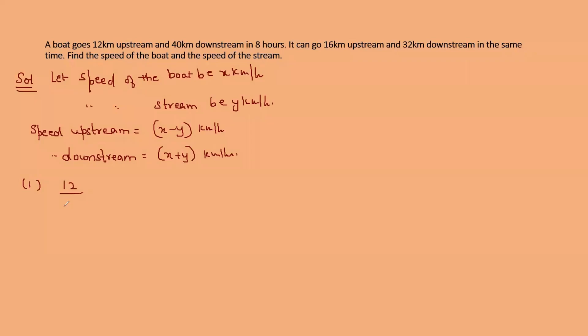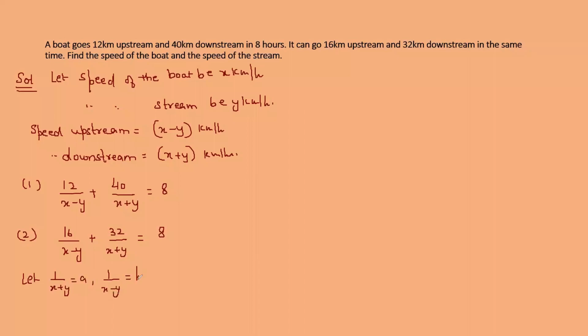12 km upstream by x minus y plus 40 km by x plus y is equal to 8. Because this is the time taken upstream plus the time taken downstream. Okay. Second equation, time taken upstream, it should be 16 km, no? So 16 by x minus y plus 32 by x plus y, again the same time, which is 8. So let's simplify. Let 1 by x plus y equal a, 1 by x minus y equal b.